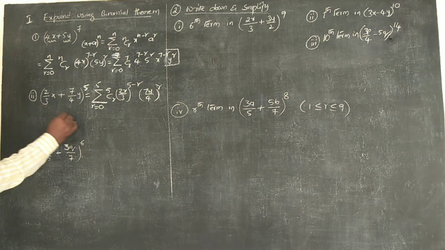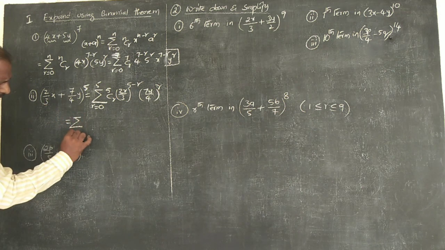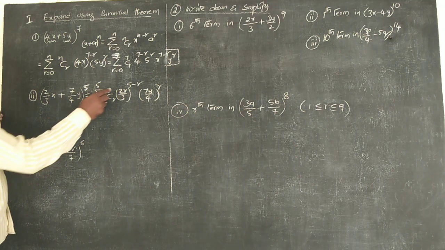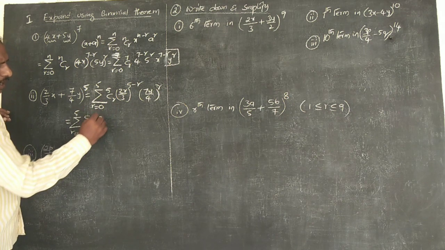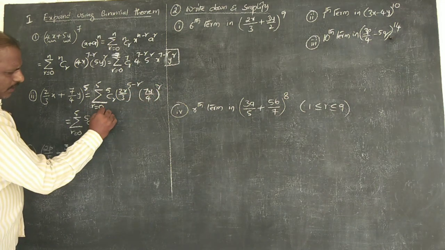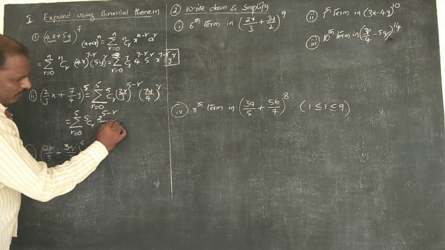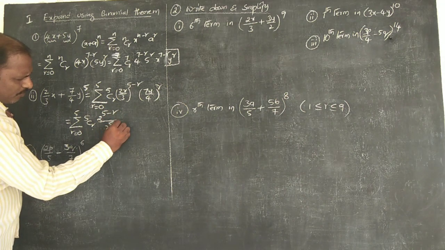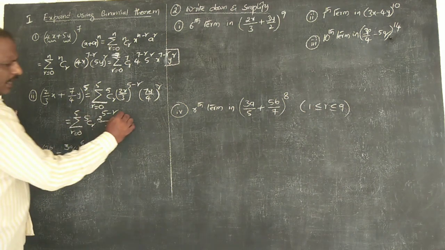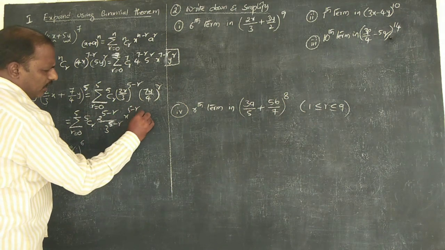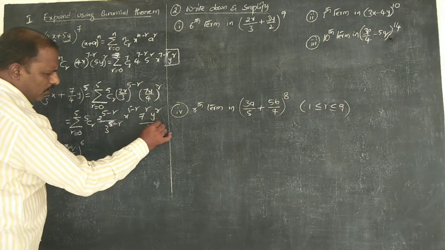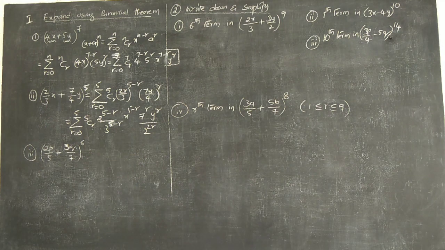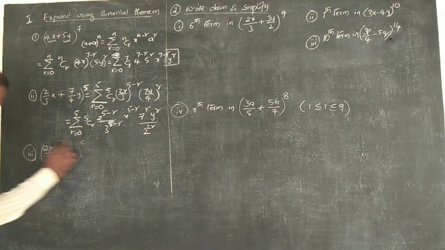So this can be written as sigma r equals 0 to 5, 5Cr, 2 to the power of 5 minus r, 3 to the power of 5 minus r, x to the power of 5 minus r, 7 to the power of r, y to the power of r, and 2 to the power of 2r. So you can take this as homework.